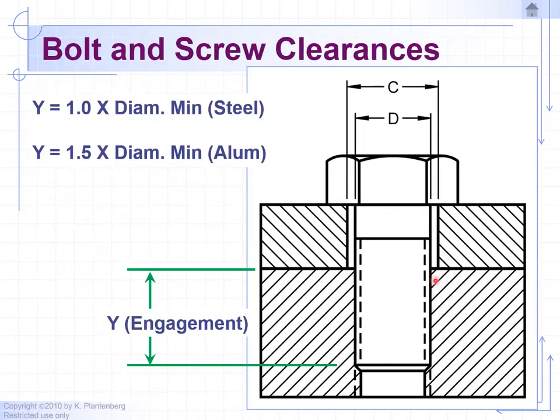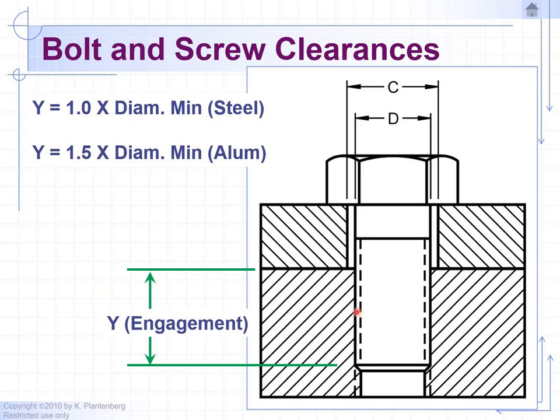Okay, let's talk about thread engagement. One question that I always get is how much engagement should you get between the bolt and the tapped hole? That depends on the diameter of the bolt. Most of the time you're going to be dealing with either aluminum or steel when it comes to tapped, threaded holes. So if you're dealing with steel, how much engagement do you want? The engagement, we'll call it Y, equals 1 times the diameter of the bolt. That's the minimum engagement we want.